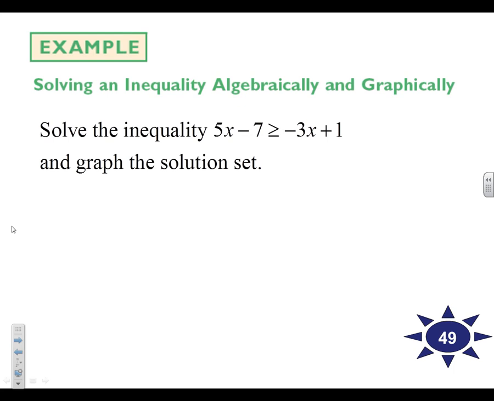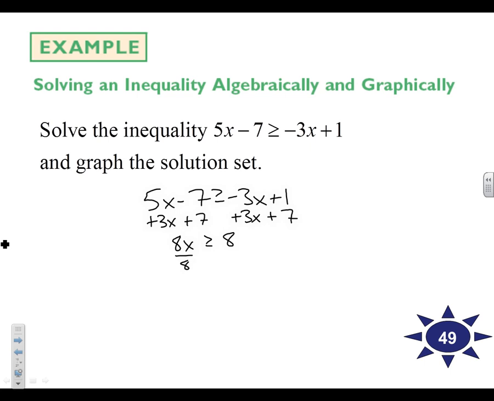Okay, first things first. Let's solve this inequality algebraically. So 5x minus 7 greater than or equal to negative 3x plus 1. We're going to get all of the constants on one side. So let's add 7, add 7. Let's get the variables on the other. Add 3x, add 3x. So we've got 8x greater than or equal to 8. Let's divide by 8. X is greater than or equal to 1. And we are in business.